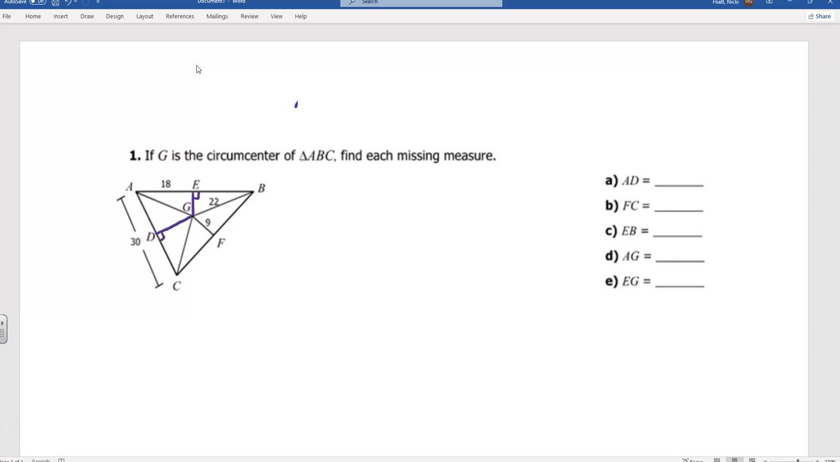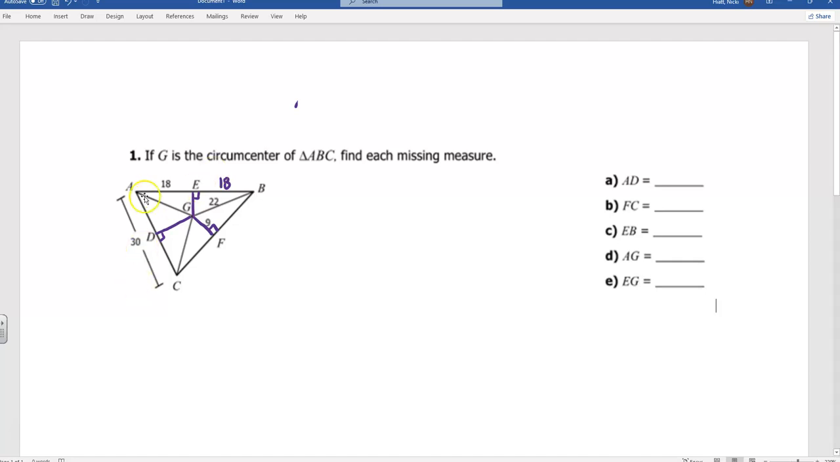This would be a perpendicular bisector, and this would be a perpendicular bisector. They're telling us this is a perpendicular bisector, that means the sides are cut in half, right? So I would know EB here, that'd have to be 18 because this side over here is 18.